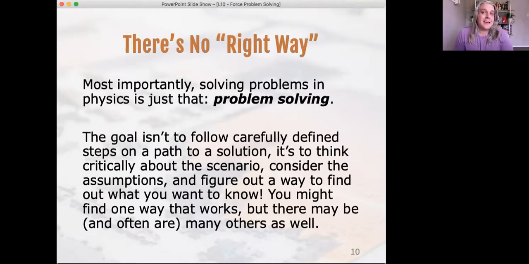But most importantly, despite everything I just said, there is no one way to do any physics problem. Physics is about problem solving. That means being given a bunch of information, thinking about what we know about the system, about the world, about our laws of physics, about everything. Think about it all and try and figure out how to solve the problem. That is our goal, and there's no one right way to do that.